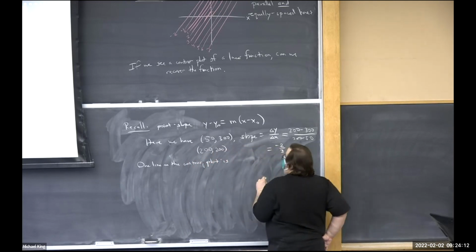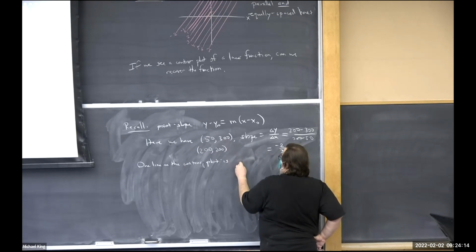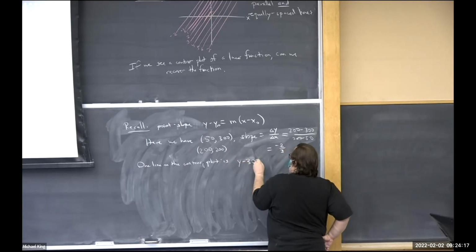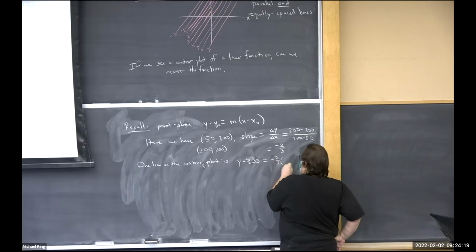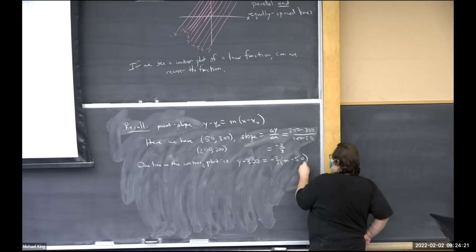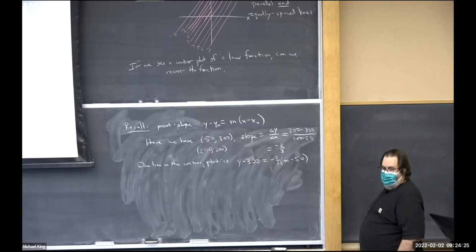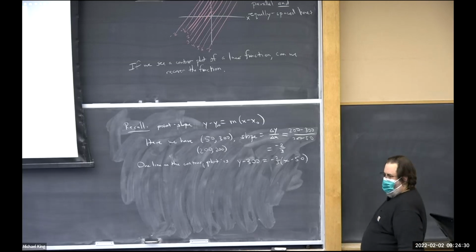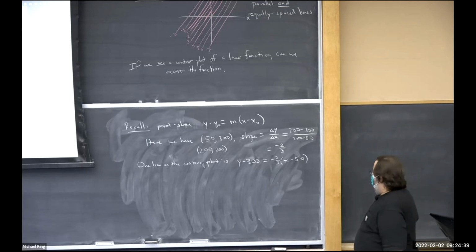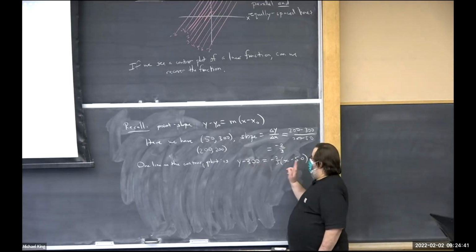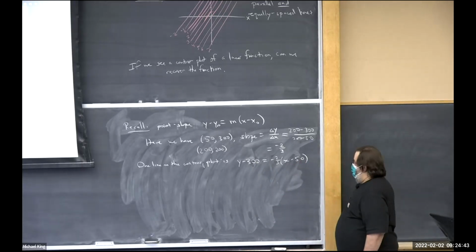y minus 300 equals negative 2/3 times x minus 50. The 2/3 here is a little bit annoying, but we can roll with it, right? It makes sense what I'm doing up to this point. I'm just getting an equation of the line that's labeled 4,000. And you should check me and make sure I'm doing this right. We could also have used 200, 200 here instead of 50, 300. It should work out to be the same.